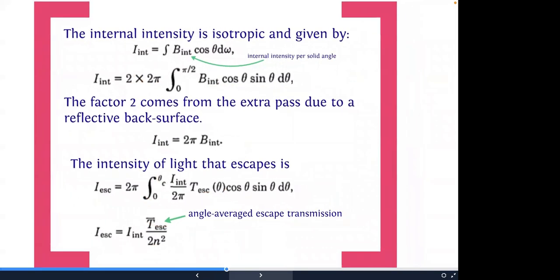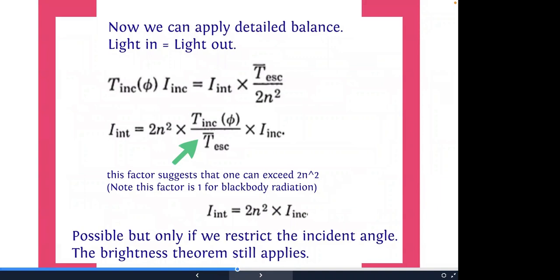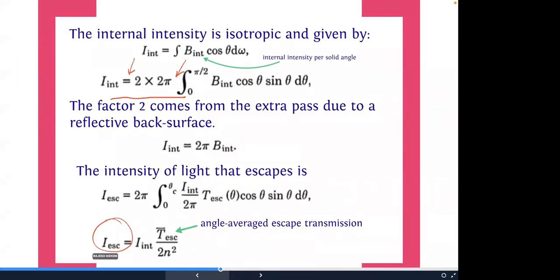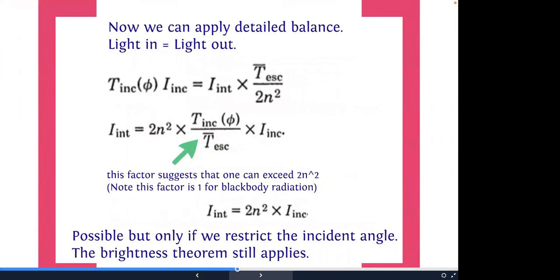Okay. So with that, now we can try to apply detailed balance, which is energy conservation. Light in must be equal to light out. Light coming in is the left-hand side, the transmission coming in, we saw incident intensity. Light going out is basically what we just computed here, right? This thing. And then if we set them equal, we get a very simple expression for the internal intensity. Intensity is 2n squared times this term here.